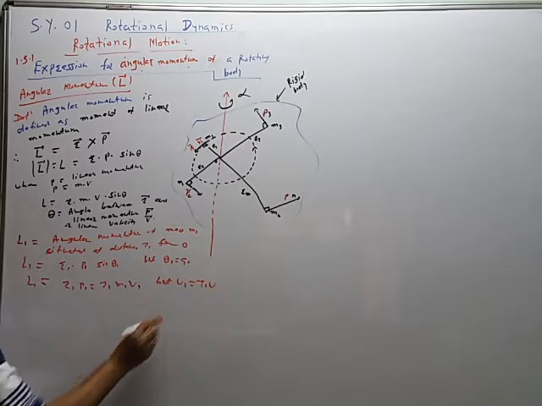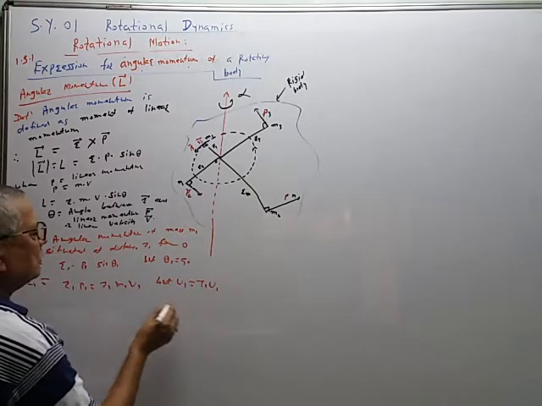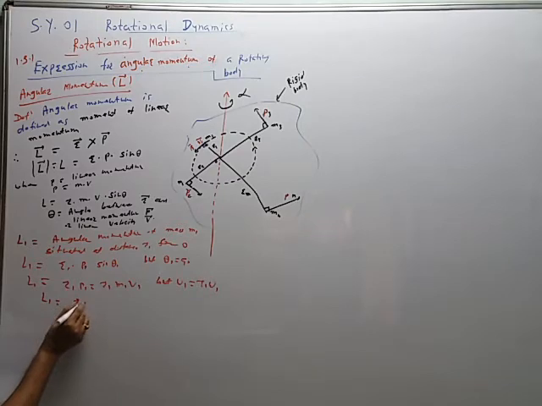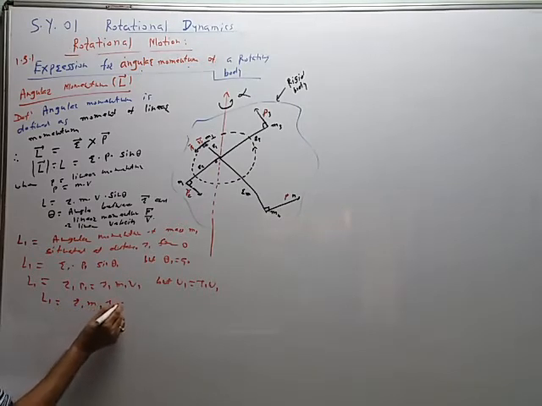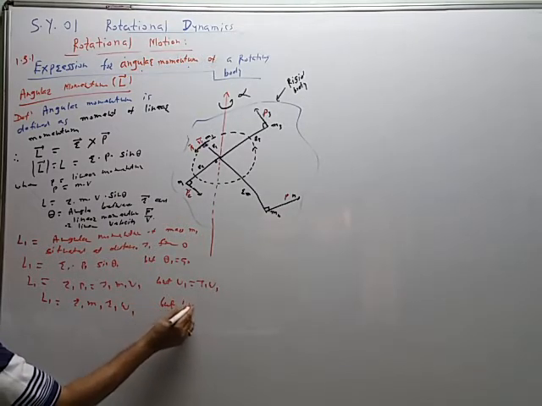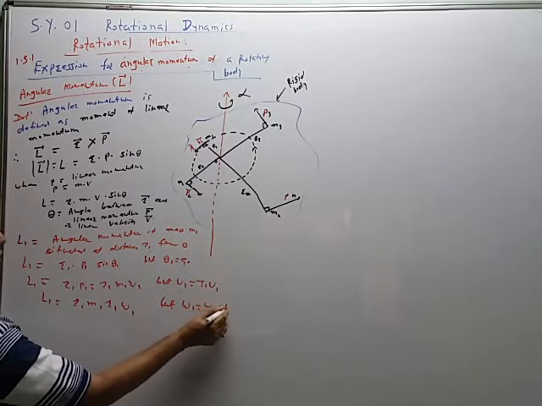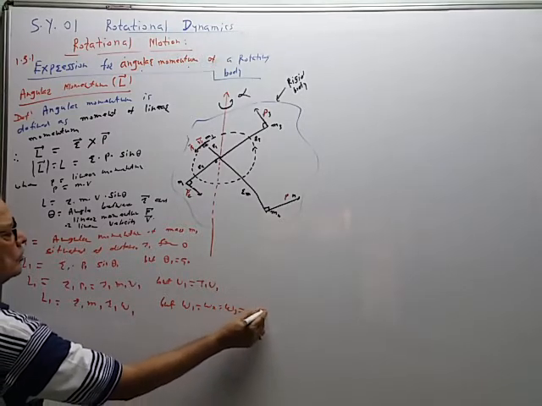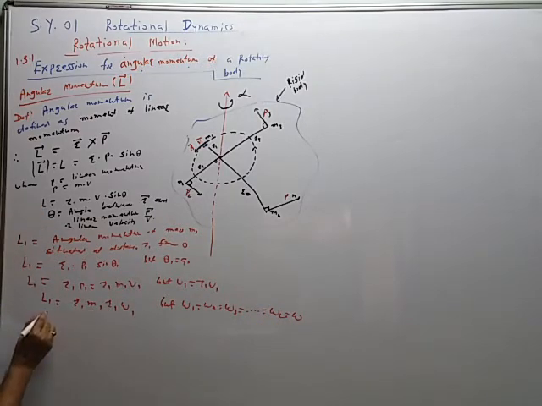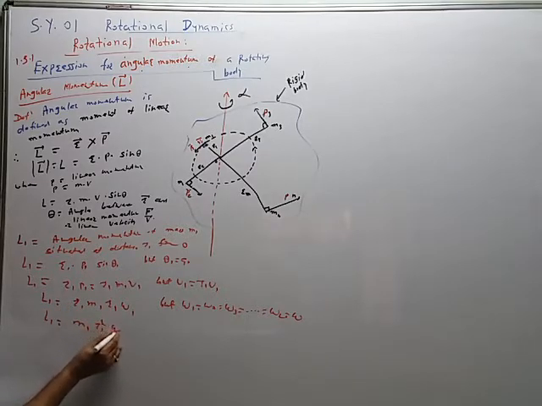V1 is equal to R1 omega 1. Therefore angular momentum L1 is equal to R1 M1 R1 omega 1. But omega 1 is equal to omega 2 is equal to omega 3 is equal to omega n is equal to omega of the whole body. So this L1 is given by M1 R1 square into omega. So this is equation 1.